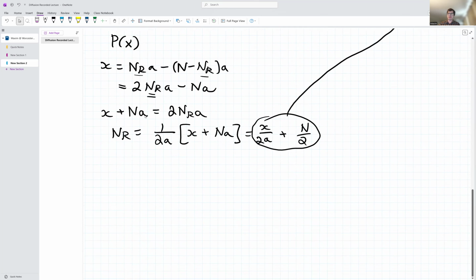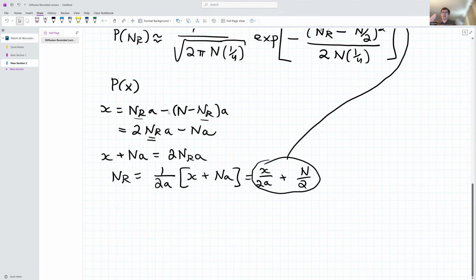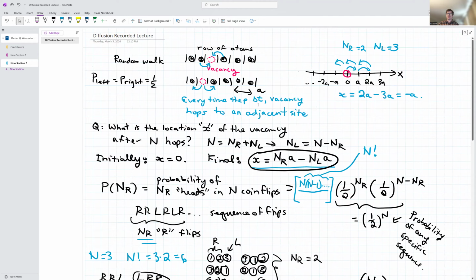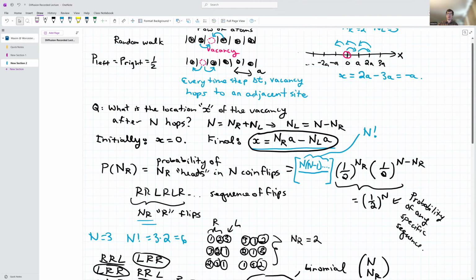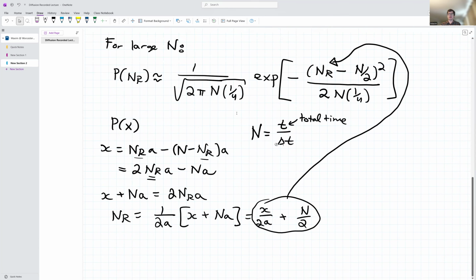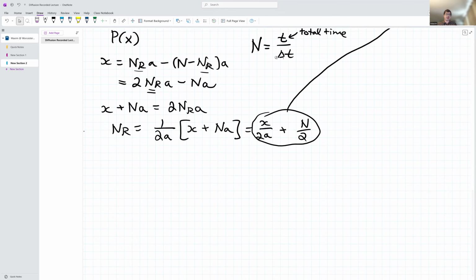The number of steps that we take, we're going to assume we take a step every time interval. We argued that every time step delta t, we hop one time. So the number of steps, n, is just the total time that we move, t, over the time step, the time it takes to make one of these vacancy hops. Okay, so let's figure out what that is then.